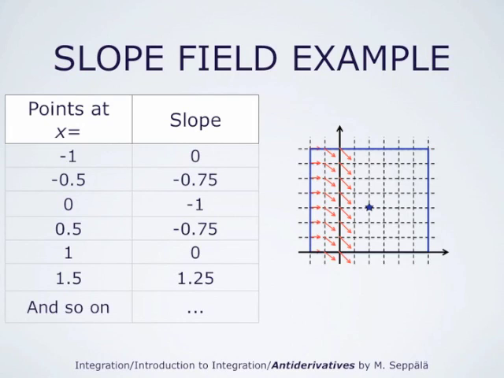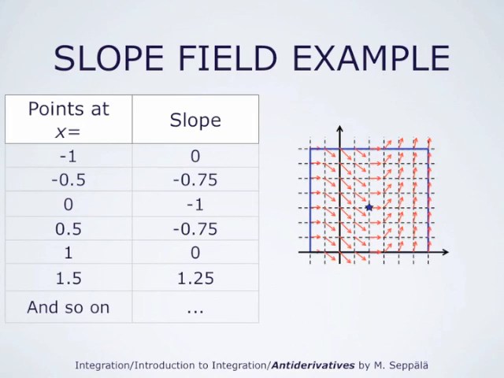If x equals 0.5, the slopes are again -0.75, and if x equals 1, the slopes are 0. Therefore here we have horizontal arrows again. And if x equals 1.5, then the slopes, that is the numbers x squared minus 1, result in 1.25, and the slopes now point up, and as x increases, the slopes start pointing up more and more steeply. So this is the slope field of this function y equals x squared minus 1.